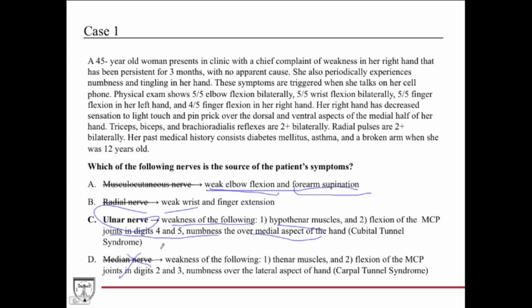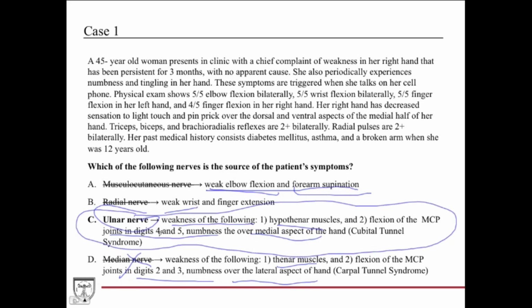It wouldn't be median nerve. It's not carpal tunnel syndrome because you would see weakness in the thenar muscles, weakness in flexion of the MCP joints at 2 and 3, and then numbness over the lateral aspect of the hand. So again, our diagnosis is cubital tunnel syndrome, and ulnar nerve is the responsible nerve for this patient's symptoms.